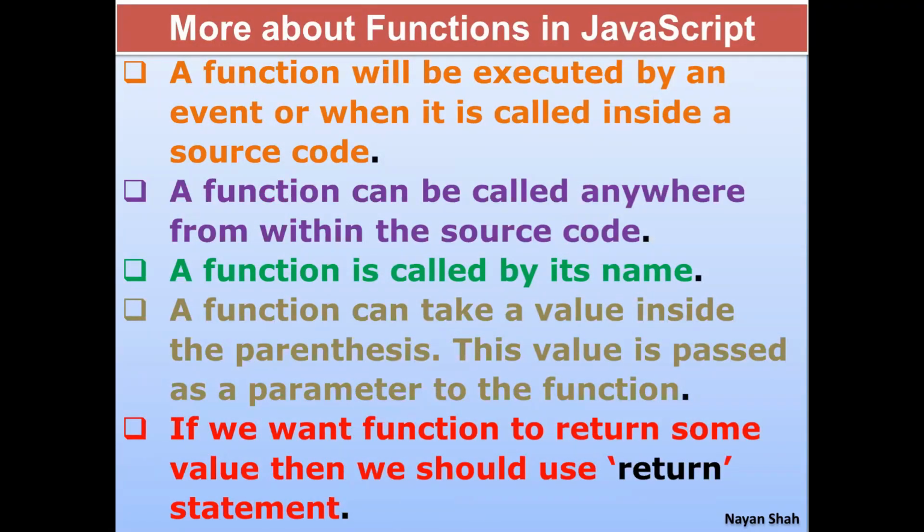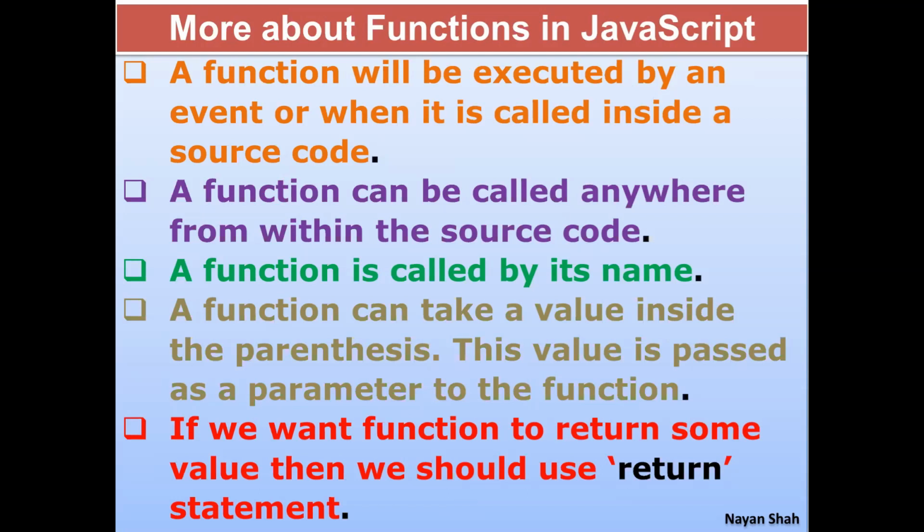Still more about functions in JavaScript. A function will be executed by an event or when it is called inside the source code. So if you create a function but until you call that function, it is of no use. A function gets executed only when a certain event occurs or when it is called from the source program. A function can be called from anywhere within the source code. A function is called by its name, so you must know the name of the function. And again remember, the name of the function is also case sensitive.